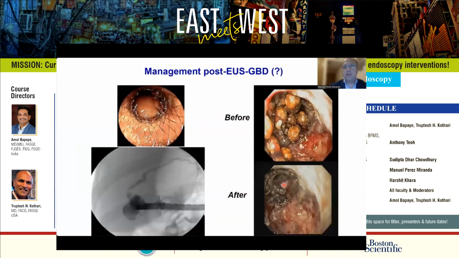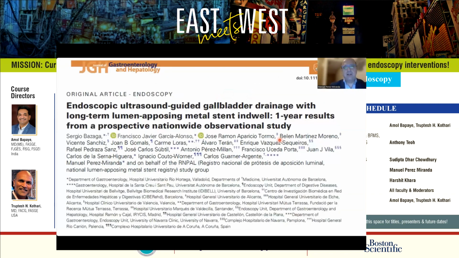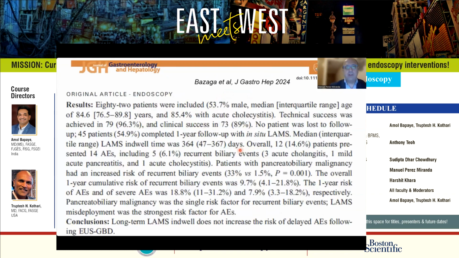In the trial, patients underwent elective cholecystoscopy and gallstone clearance at 4 weeks. However, recent evidence suggests that leaving the LAMS in place for good is also acceptable. So here, 45 patients completed 1-year follow-up with LAMS left in place, and overall, the adverse events rate was 15%, with recurrent biliary events only 6.1%, and patients with pancreaticobiliary malignancy have the highest risk of recurrent biliary events.